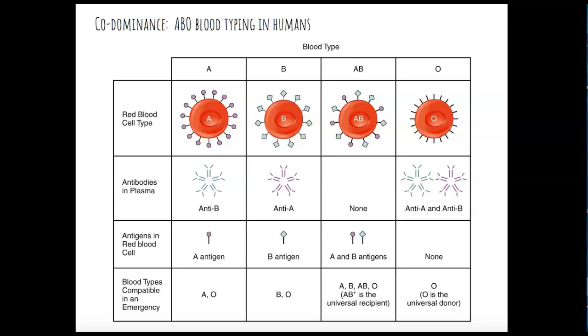Type AB blood is the universal recipient. So if you have type AB blood, you can receive blood from any person on the planet because your blood will accept A, B, AB, or O blood. If you have type O blood, you can only receive type O blood. Otherwise, your body will attack the incoming A or B antigens on the blood that is being donated.